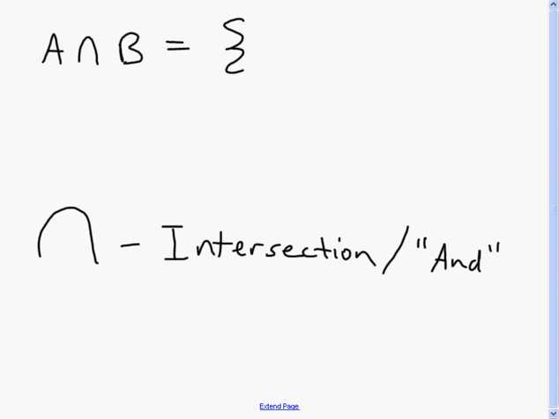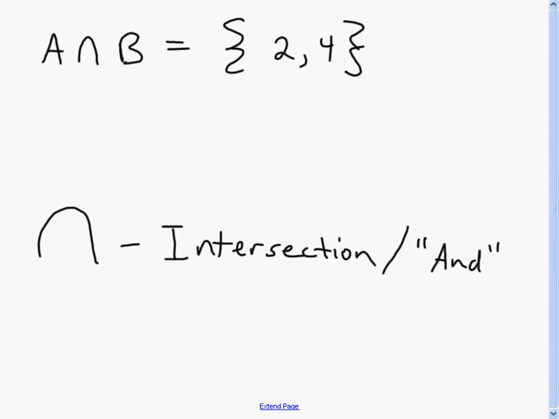So if I look at 1, 2, 3, 4 and 2, 4, 6, and I want the numbers that are common to both sets, then 2 is in both of those sets, and 4 is in both of those sets. So there would be the intersection of those two.